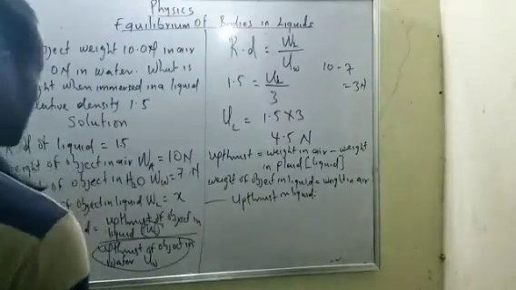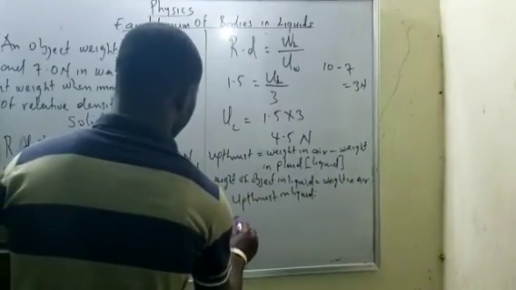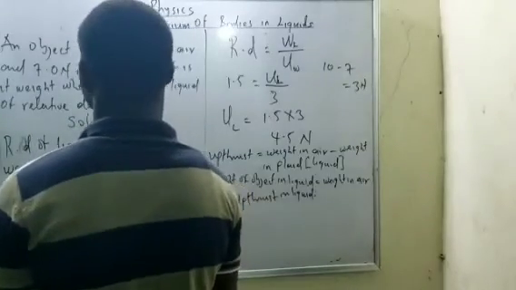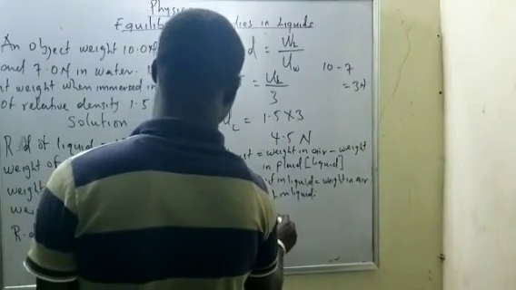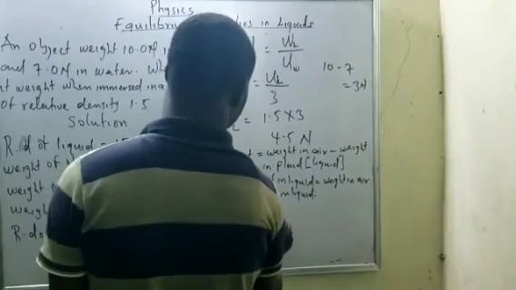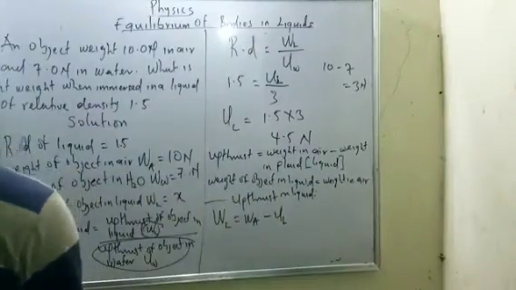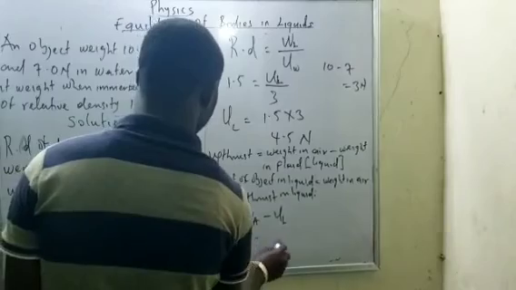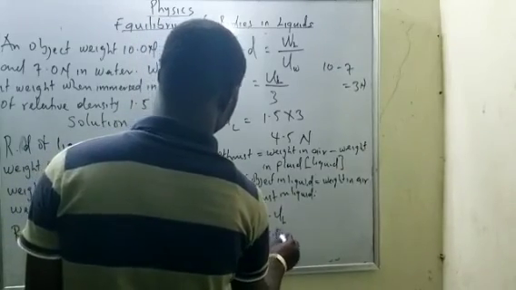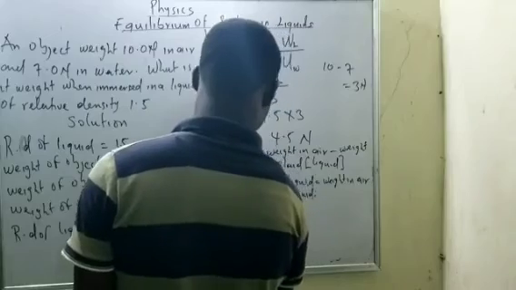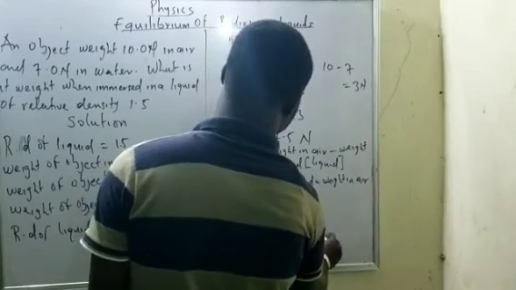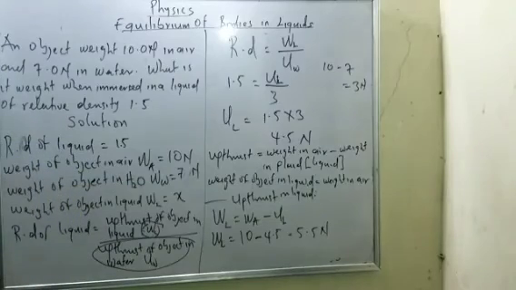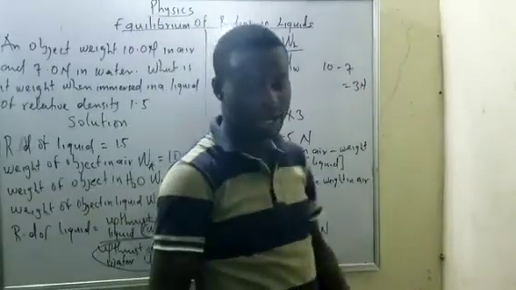That is very, very important. It means I can write WL equals weight in air minus upthrust of liquid. This will give me 10 minus 4.5, which is 5.5 Newton. That is all I will be doing for now. You can see it's very simple once you have the formula at hand.